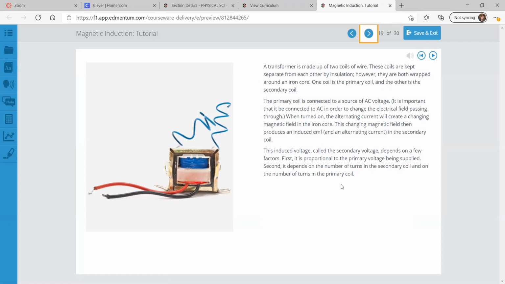When turned on, the alternating current will create a changing magnetic field in the iron core. This changing magnetic field then produces an induced EMF and an alternating current in the secondary coil. This induced voltage, called the secondary voltage, depends on a few factors. First, it is proportional to the primary voltage being supplied. Second, it depends on the number of turns in the secondary coil and on the number of turns in the primary coil.